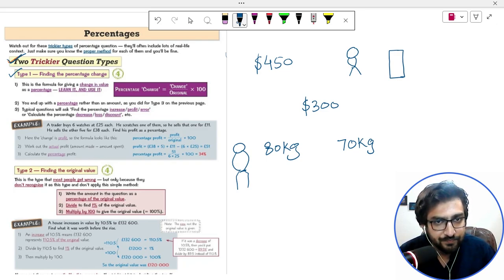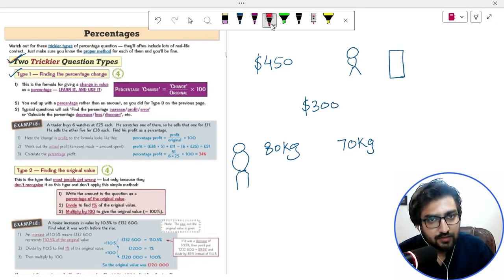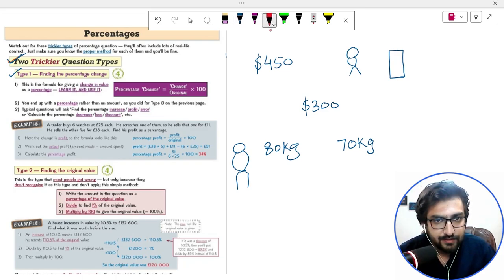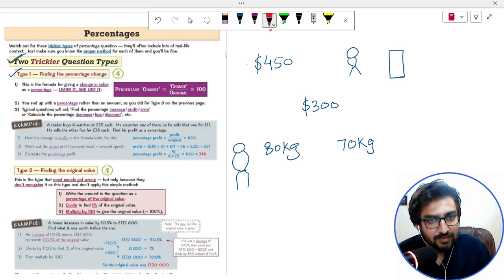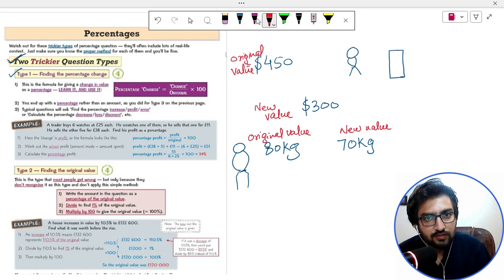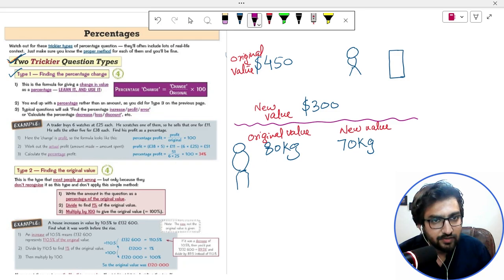So the method is, let me take another pen. You will find out the difference. I will call this the original value, and that one is the new value. Similarly, this one is the original value, and this one is the new value. Now let's calculate these two. I will draw a line. These are two different questions, so I will solve both of them right now.